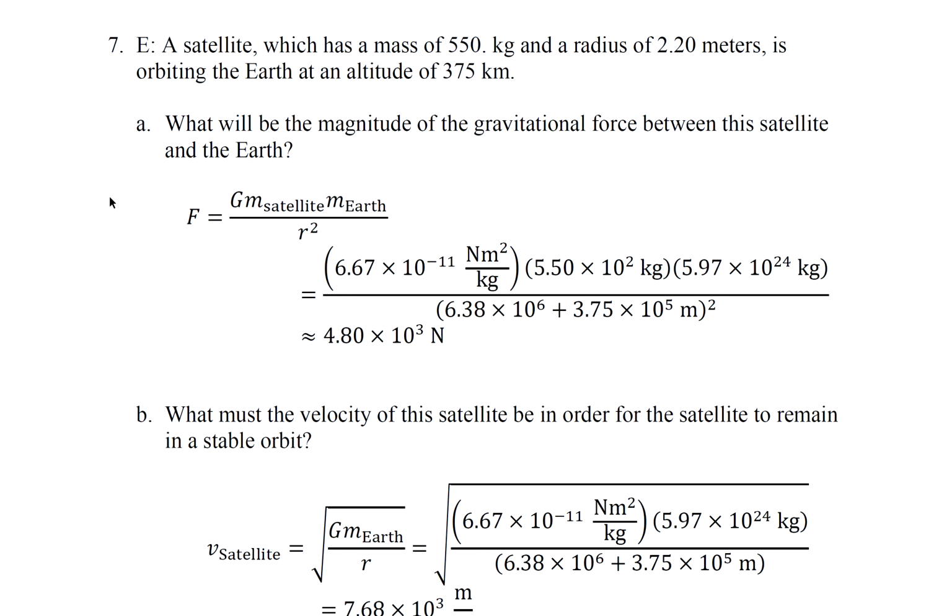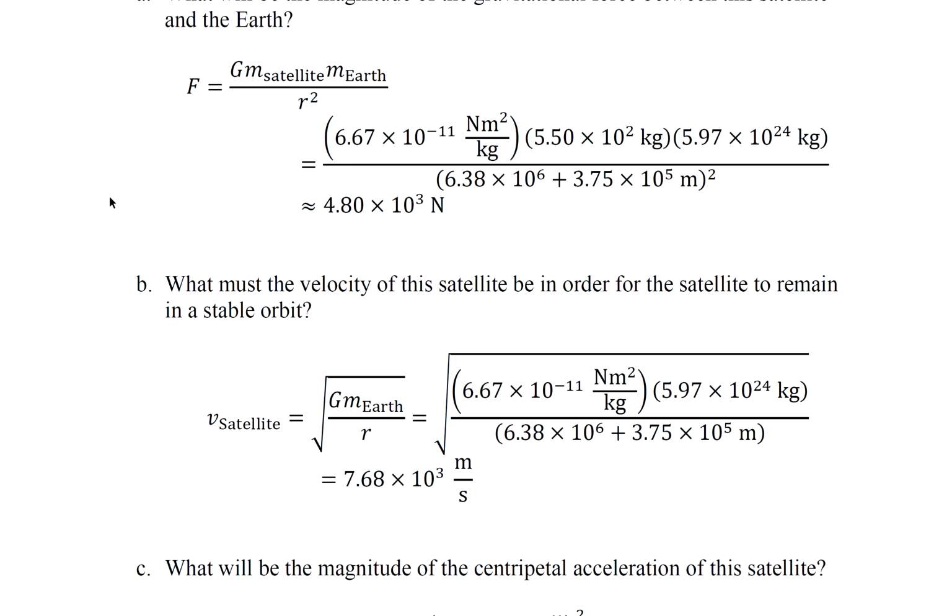Question 7. A satellite which has a mass of 550 kilograms and a radius of 2.2 meters is orbiting the Earth at an altitude of 375 meters. A. What will be the magnitude of the gravitational force between the satellite and the Earth? So just use G m m over r squared. B. What must the velocity of the satellite be in order for the satellite to remain in a stable orbit? So we derived this equation maybe 2 problems ago.